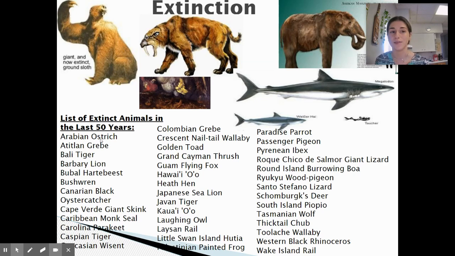And so this means that there's not even one individual of these species. They're just completely wiped out, which is so sad. We have the Bali tiger.